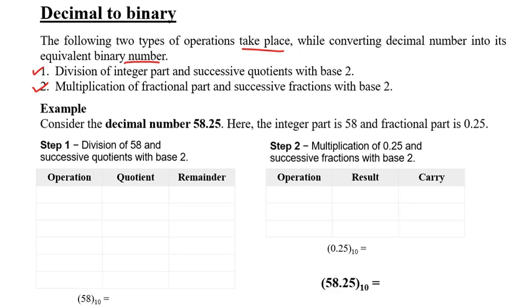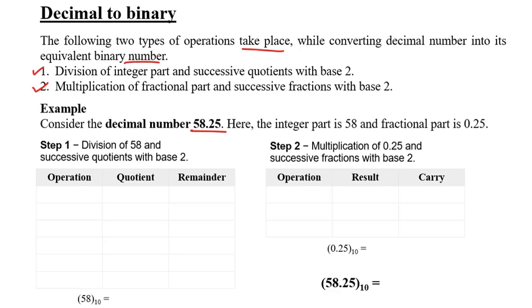In this example, we consider the decimal number 58.25 to convert into binary. Here 58 is the integer part and 0.25 is the fractional part. So two procedures are followed. In the first step, division of 58 and successive quotients by 2. In the second step, multiplication of 0.25, the decimal fraction, and its successive fractions by base 2. So let us see how we convert.